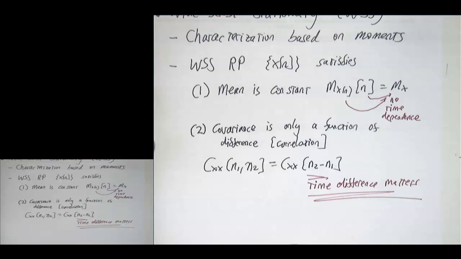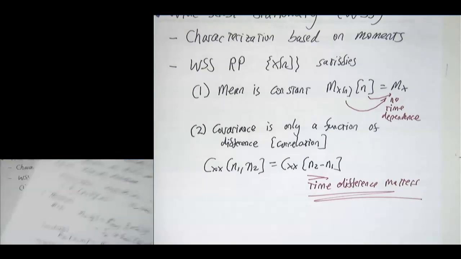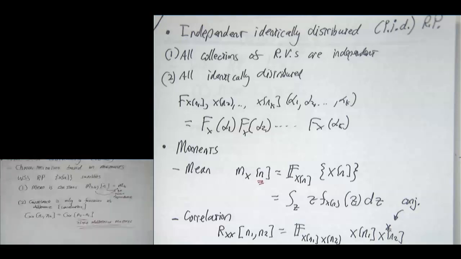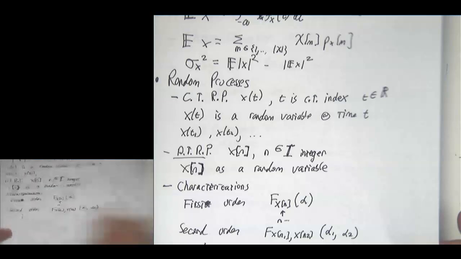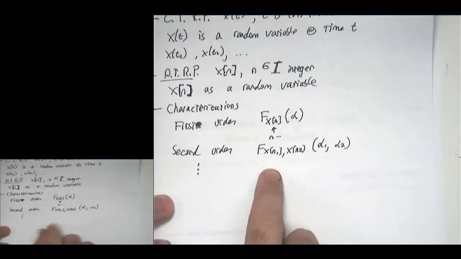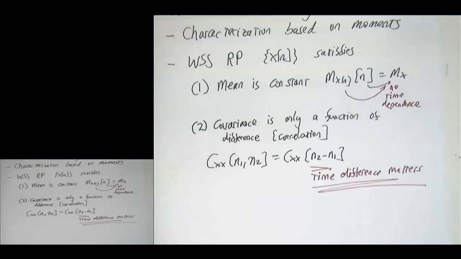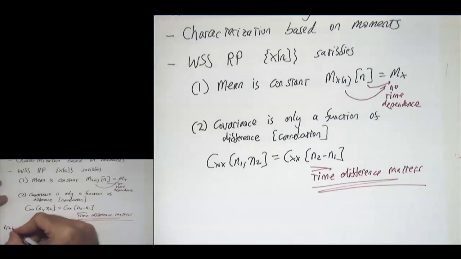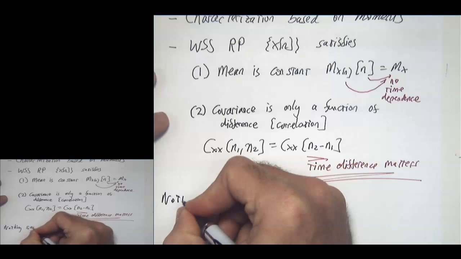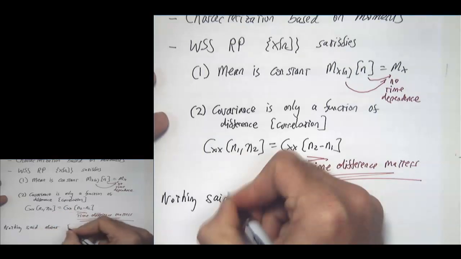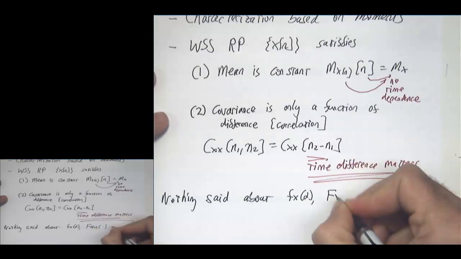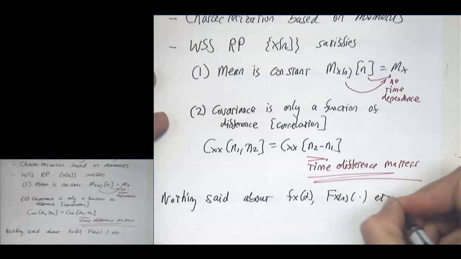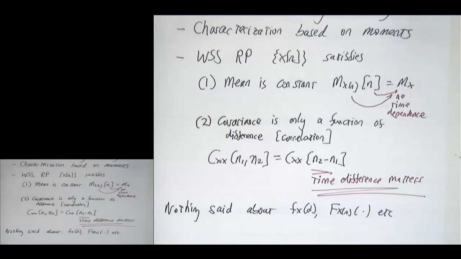Now notice that, compared with what we were talking about based on the distribution functions, we don't say anything here about the distribution function. So nothing is said about F_X of n, etc. here. All we're doing is saying that the mean and the covariance satisfy these properties. It could have a different distribution, whatever. We don't specify that. We only care about these two quantities here.